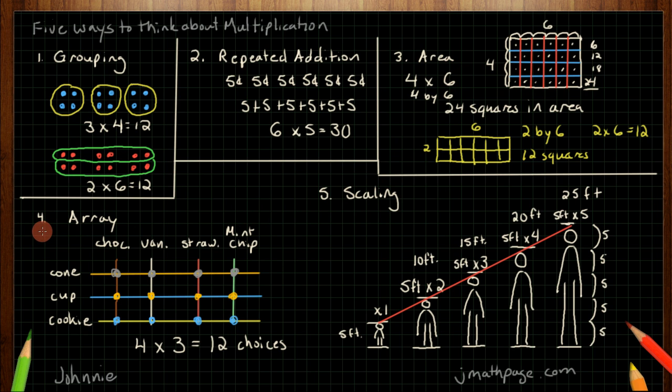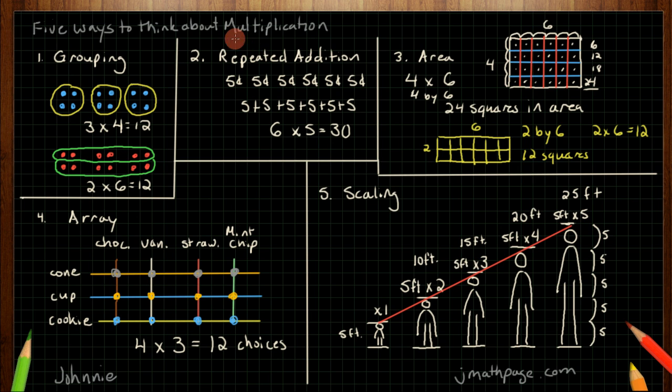The next one, multiplication as array, is about choices and all the different ways choices might be given to us. So if we look at this, we can see having 4 different choices compared to 3 different choices gives us 12 choices altogether. And this is another way of thinking about multiplication. The last special way of thinking about multiplication is scaling. And scaling is about things growing from 1 times something size to 2 times, 3 times, 4 times, 5 times, and more, you can imagine, or shrinking. And scaling goes 2 different ways.